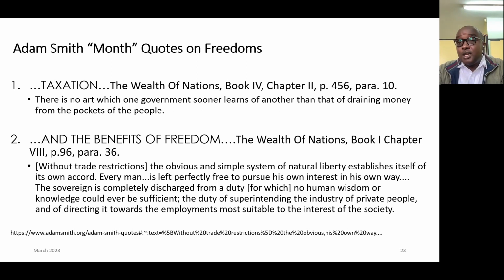His thinking was around many areas in the general economy, but we wanted to pick some quotes related directly to freedoms. And one of the things that Adam Smith observed, for example, on tax burden, which is one of the indicators measured under economic freedoms, is that if you read the Wealth of Nations, chapter 2, paragraph 6, page 456, paragraph 10, there is no art which one government sooner learns of another than that of draining money from the pockets of the people.